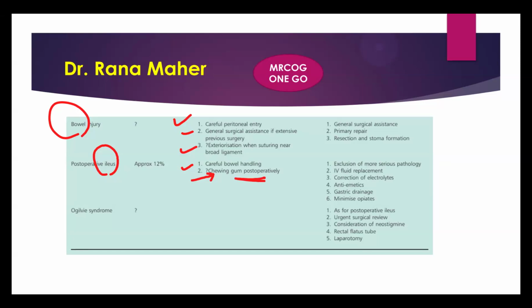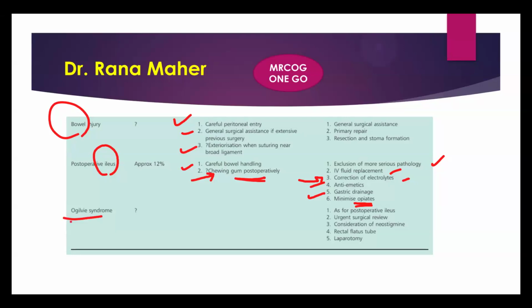And how to manage? We need to rule out serious pathology like Ogilvy syndrome and bowel injury. We can give IV fluid. We can correct the electrolytes. Why? With ileus, usually you will find electrolyte disturbance, like in our patient. We will use antiemetics. Gastric drainage, but if the case is persistent, not immediately. And we need to minimize the opiates or stop opiates. Try to offer the patient something other than opiates, right?